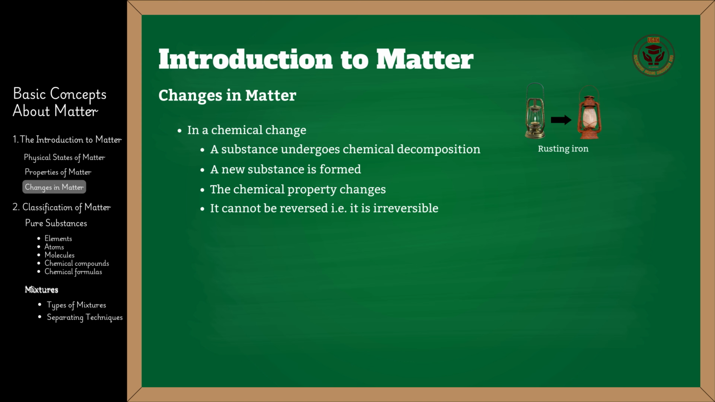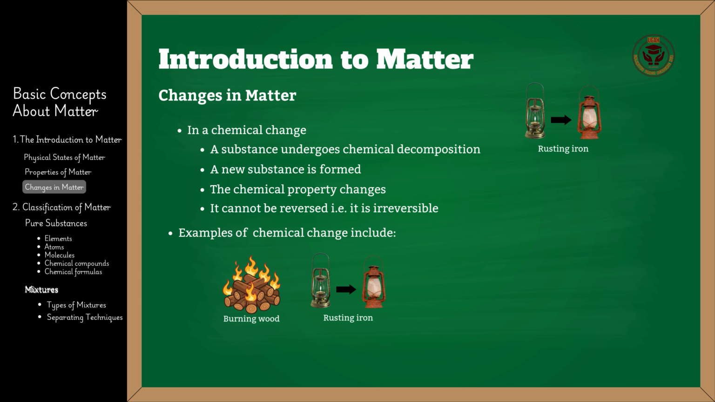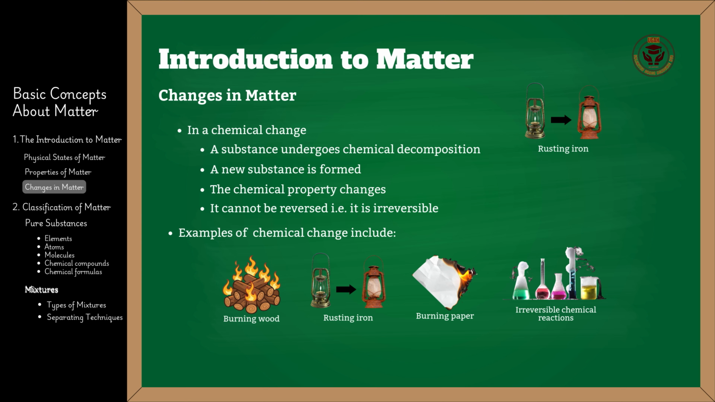Examples of chemical change include the following: burning of wood will lead to the formation of charcoal, and burning of paper will surely give you a new product. Irreversible chemical reaction also leads to a chemical change because it has the characteristics that we listed here. A new substance is formed, chemical properties change, and it cannot be reversed.